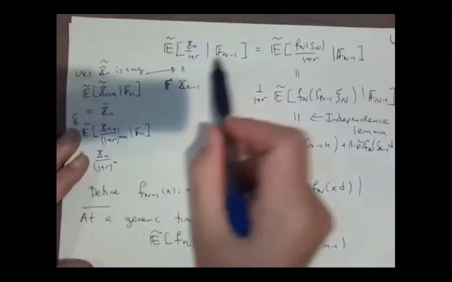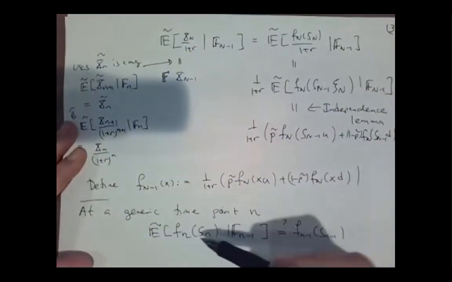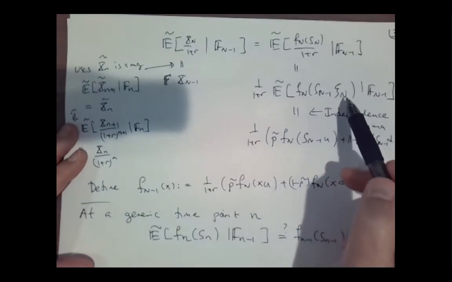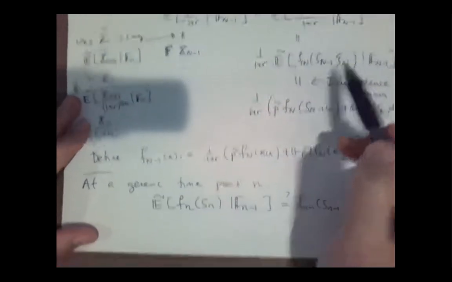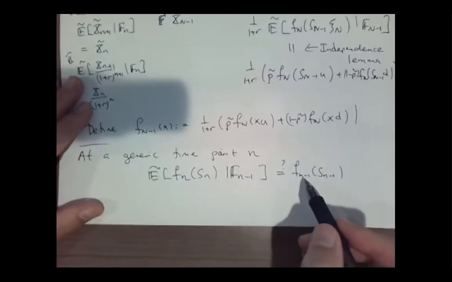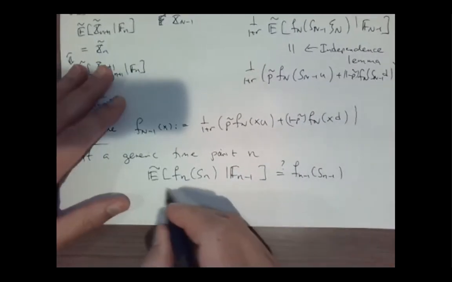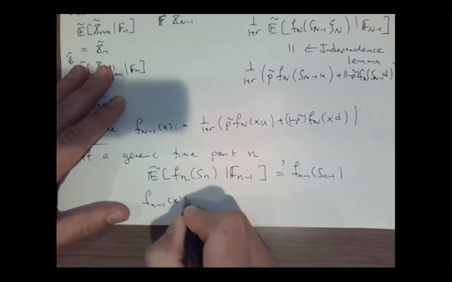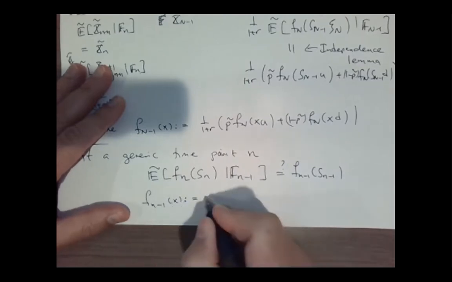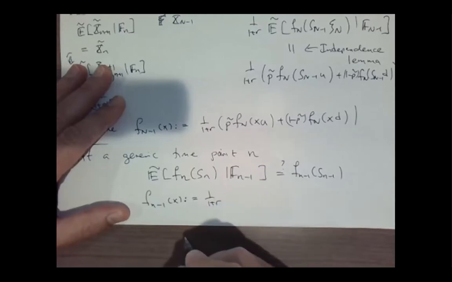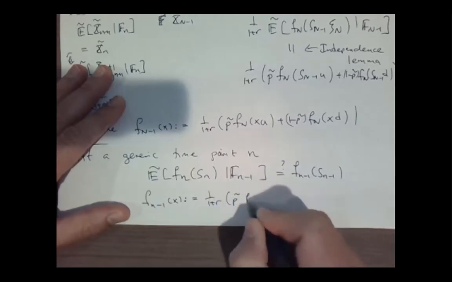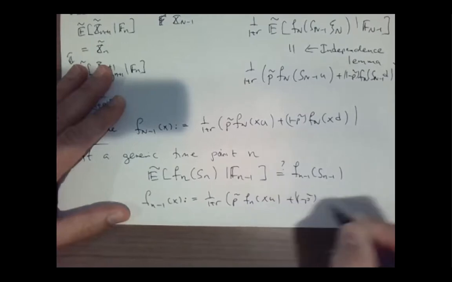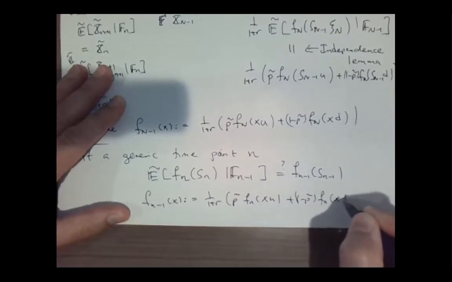We'll go through the same sort of calculations. We'll replace Sn by Sn minus 1 times the nth coin flip, use the independence lemma, and we'll get the function that we're looking for, the function Fn minus 1 of x. What you need to do is to take 1 over 1 plus r times p tilde Fn of xu plus 1 minus p tilde Fn of xd.